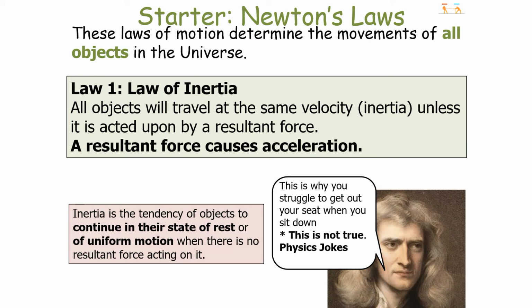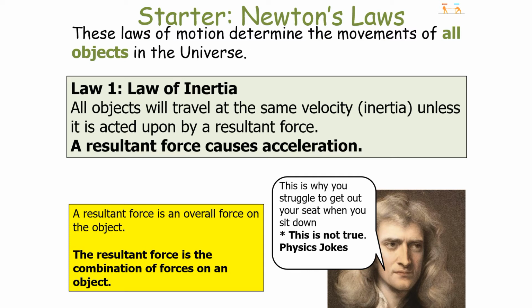So these are the following three laws that determine the motion of all objects in the universe. First one, the law of inertia. All objects will travel at the same velocity, which is inertia, unless it is acted upon by a resultant force. So a resultant force causes acceleration. Inertia is the tendency of objects to continue in their state of rest or of uniform motion when there is no resultant force acting on it. So inertia is the tendency of objects to remain at the same velocity unless a resultant force acts on it.